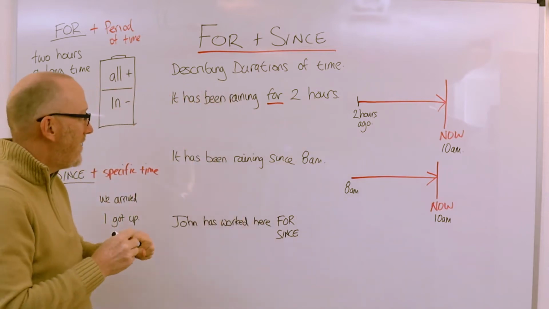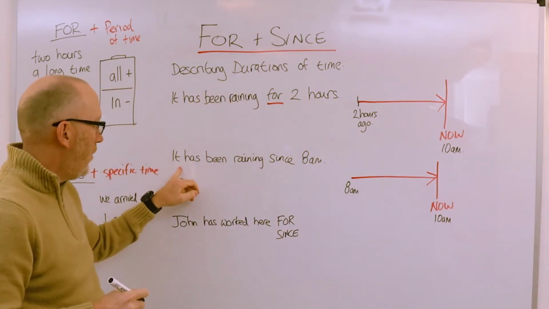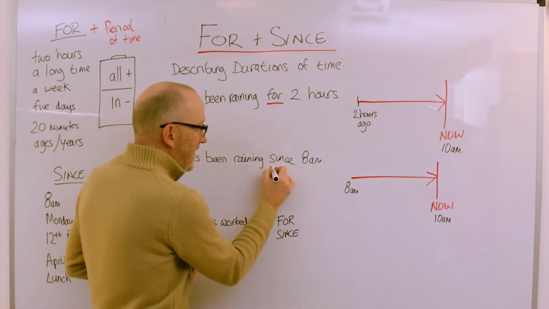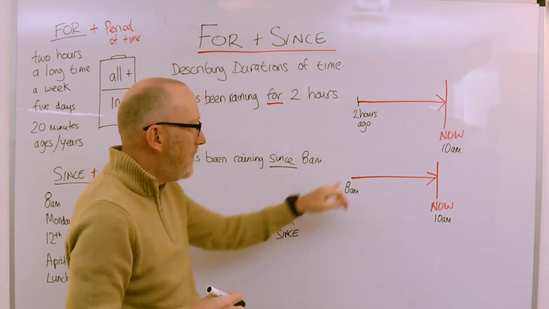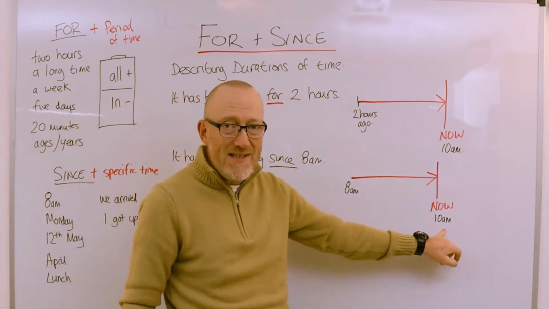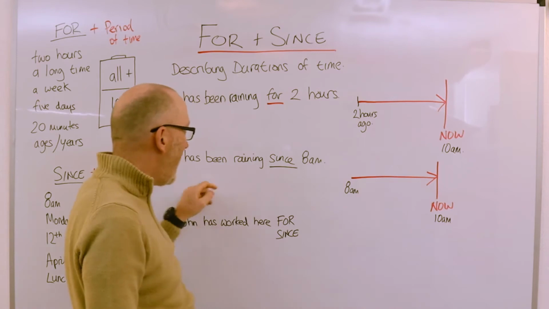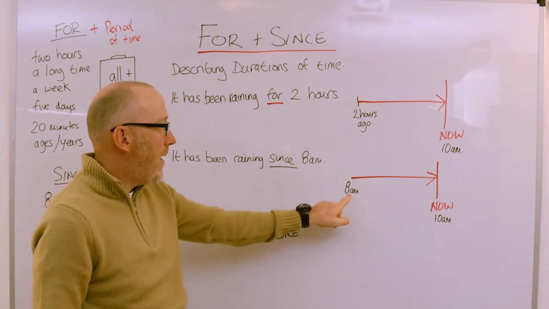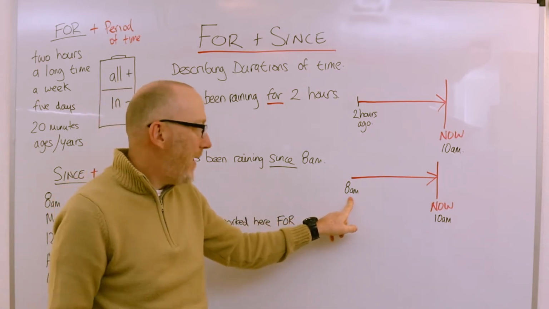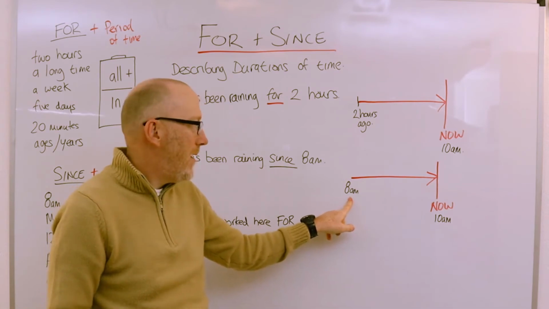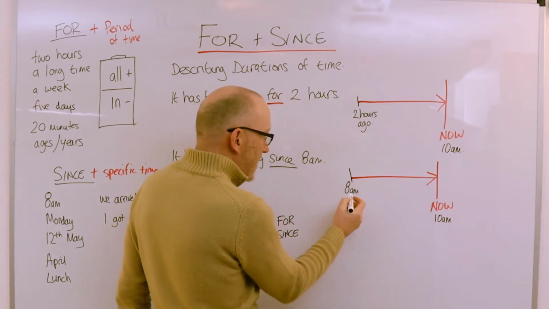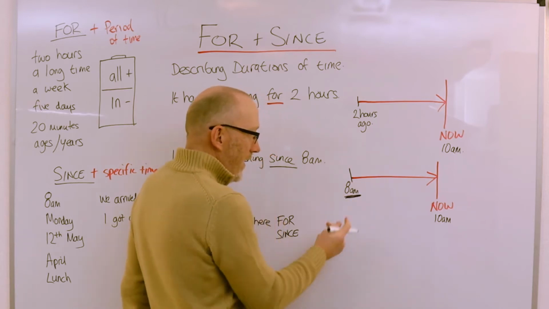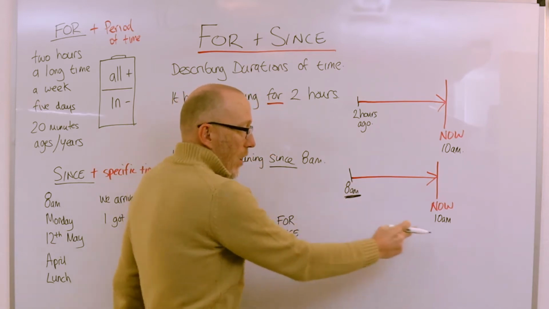Good. So the second example, it has been raining since 8 a.m. If you take the same example of the time now being 10 a.m., it has been raining since 8 a.m. So the action of raining began at 8 a.m. So here we're describing the time period that started very specifically at this time in the past up until the present.